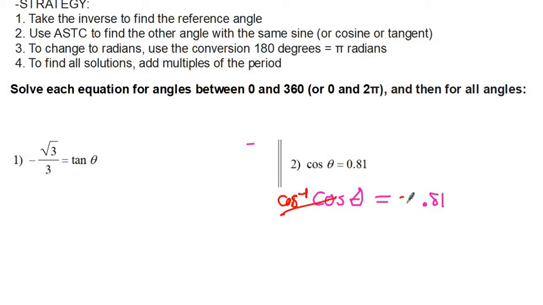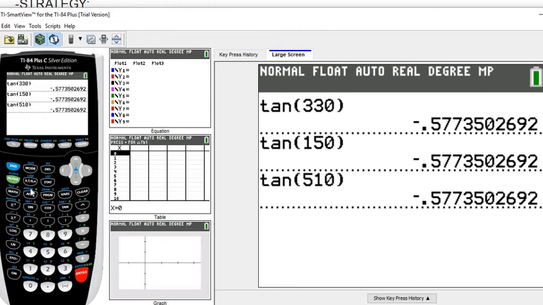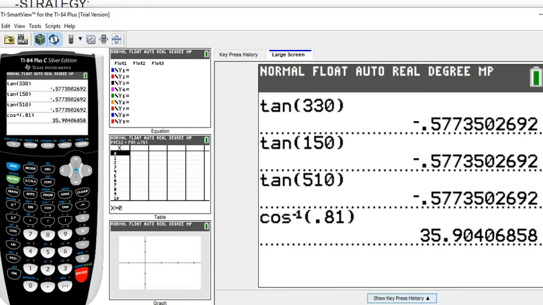Sorry, the handwriting's a little bit messy there. Inverse cosine of 0.81. So here's what you can do on the calculator. You can go to second cosine 0.81, and this is going to give us an angle measure. It's not going to be 30, 45, or 60 because this is kind of a random function here. Okay, so this is going to give us the angle 35.9 degrees.